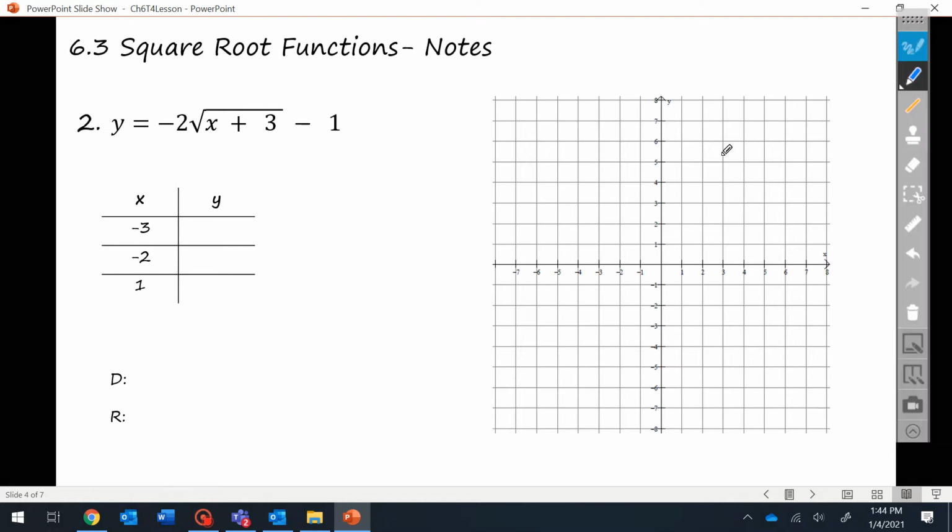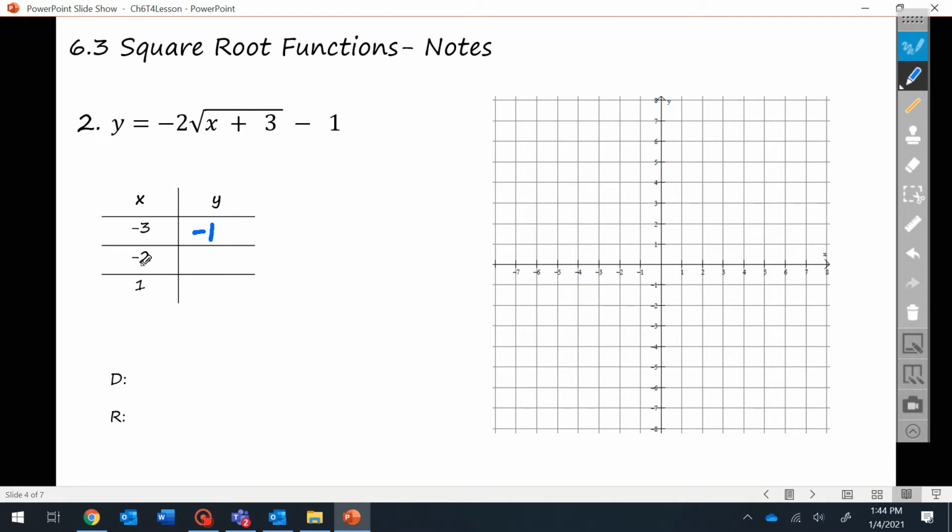Alright, now let's look at this one. This one's a little bit more difficult because it has a negative 2 out front. So let's see what that negative 2 is going to do to this. The starting point is, of course, negative 3 and negative 1. Okay, x minus h. So in order for this to be x plus 3, h would have to be negative 3, and k is negative 1.